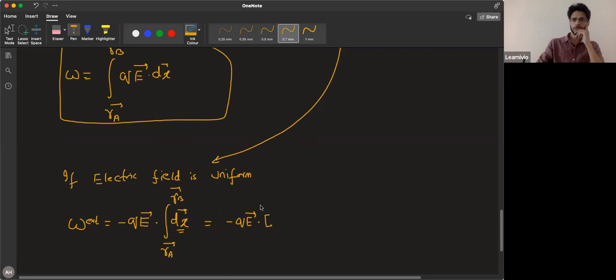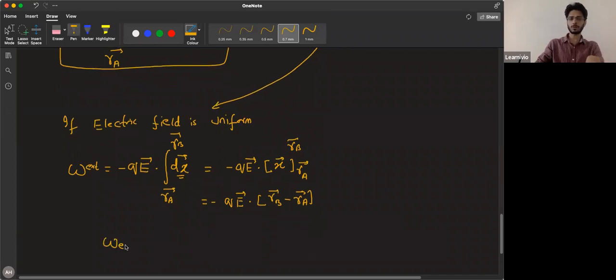Integral of dx is x. When you integrate dx, you get x. The limit is from lower limit r_A to upper limit r_B. So when you substitute the values, it's minus of q E dot (r_B minus r_A). So this is the expression of work done by external force. The work done by external force is minus of q E dot position vector of point B minus position vector of point A.